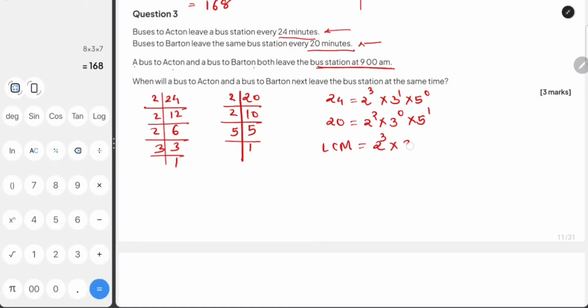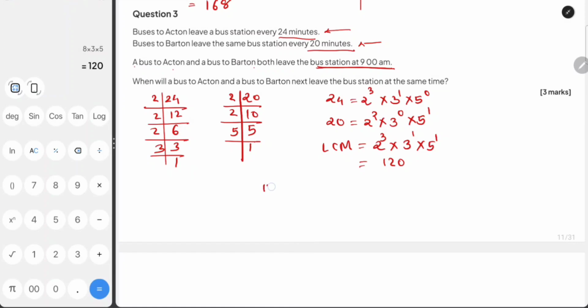Now in LCM we take the highest power of each factor. So 2 raised to 3, 3 raised to 1, 5 raised to 1. That's 8 into 3 into 5. Let me do it in the calculator. 8 into 3 into 5. That's 120. So after 120 minutes they are gonna leave together.